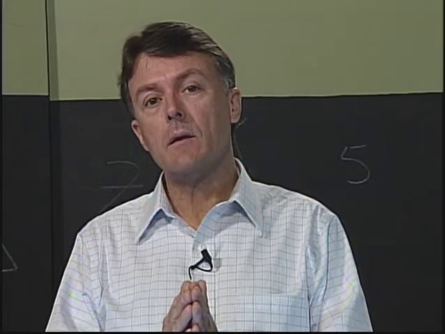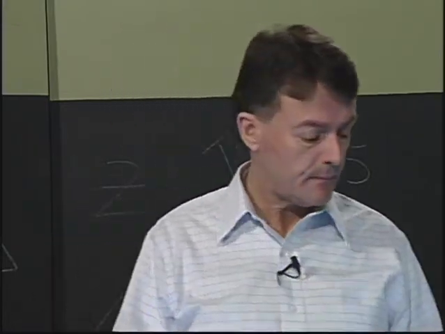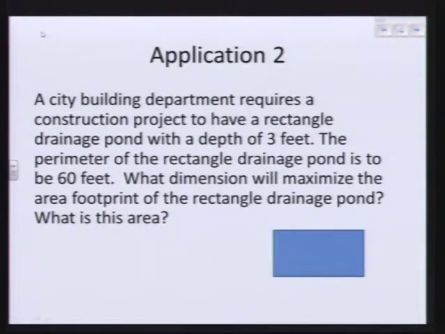All right, let's take a look at another scenario, a second application. A city building department requires a construction project to have a rectangular drainage pond with a depth of 3 feet. The perimeter of the rectangular drainage pond is to be 60 feet. What dimensions will maximize the area footprint of the rectangular drainage pond, and what is this area?